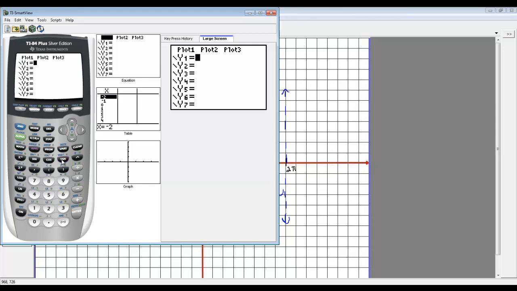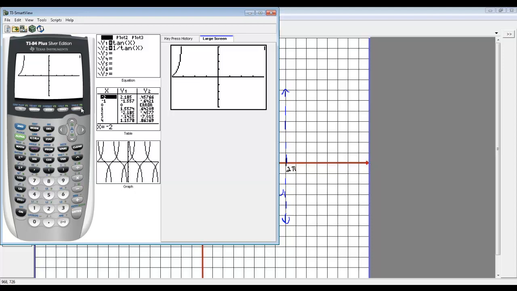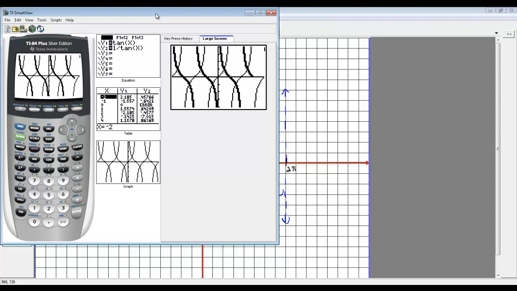Y equals tan x, and then we'll go down. Y equals 1 divided by tan x, and then we'll carefully scroll over, hit enter just to make that one thicker, and then hit graph. So you're seeing it graph tan x, and then next you're going to see it graph cotan x, and you can see the relationship between them.